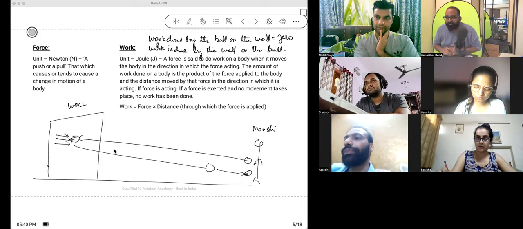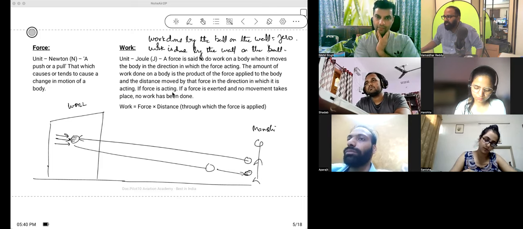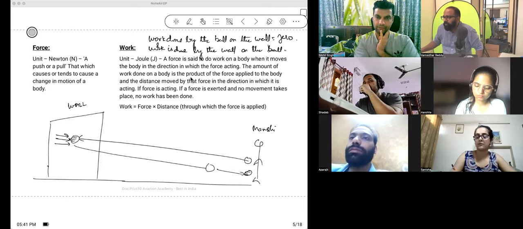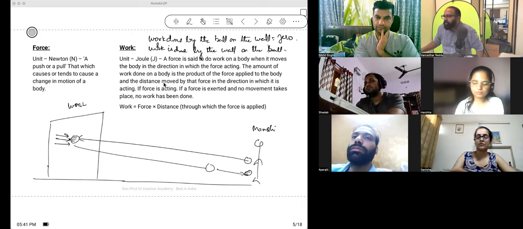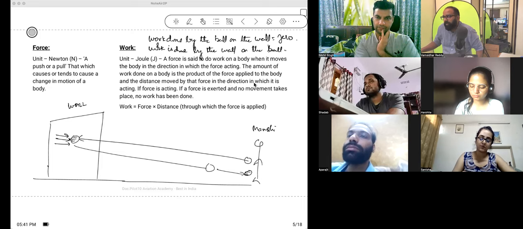Am I clear on this? Okay, fine. If force is acting, the amount of work done on a body is the product of the force applied to the body and the distance moved by the force in the direction in which the force is acting. Correct.